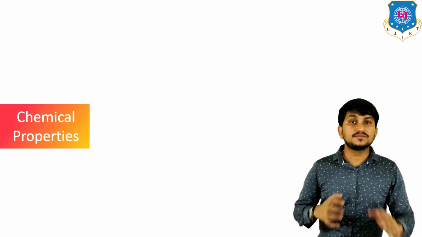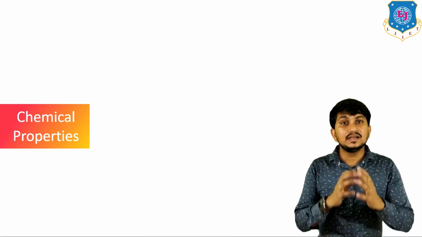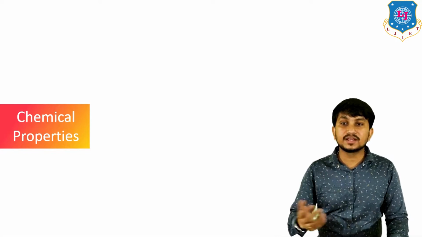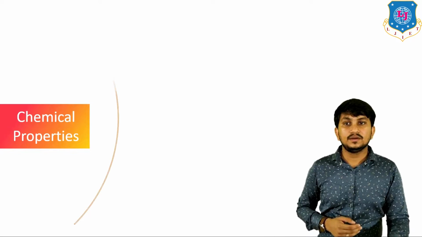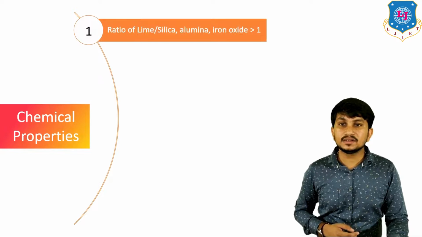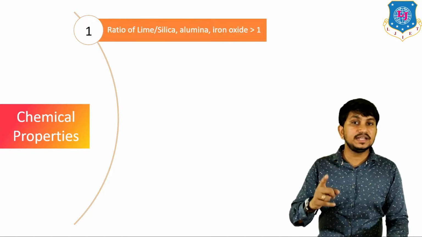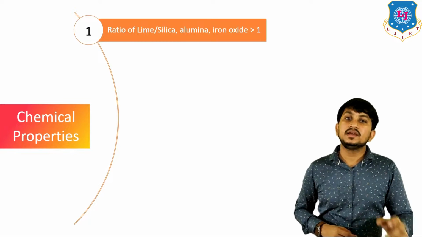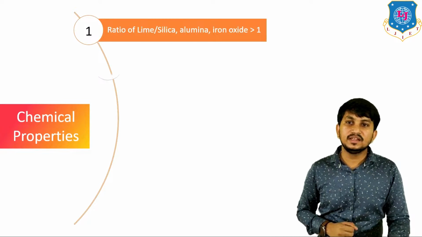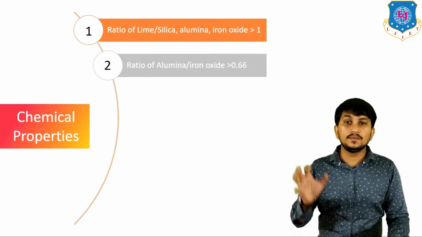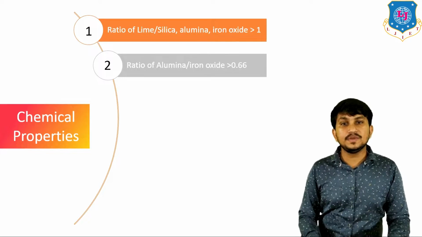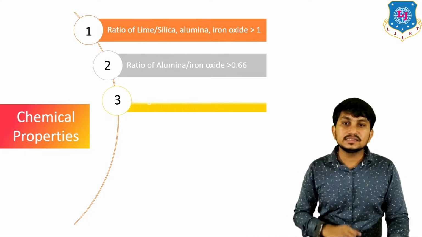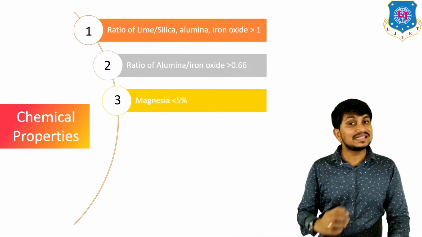For chemical properties, first of all you have to find out various chemical composition of the cement, and then check various parameters. First parameter is ratio of lime to silica, alumina, iron oxide should be greater than 1. Second is ratio of alumina to iron oxide should be greater than 0.66. Third is magnesia should be less than 5%.